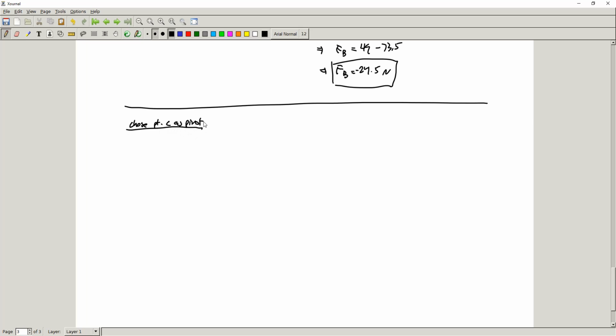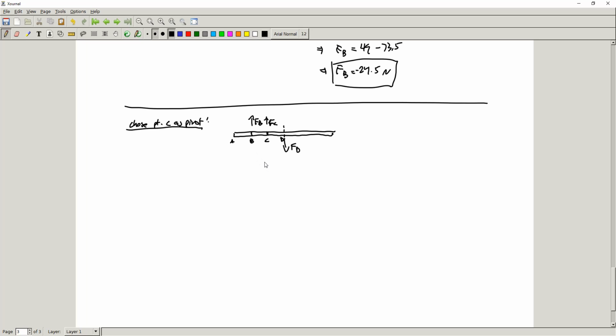Okay, so we're choosing point C as our pivot. We're remembering that we have this set up here. This will be our center, so we'll have FD here, and this is point D. Then we'll have a hand here and a hand here. So it'll be point B, point C, point A. We have FB here, FC here.